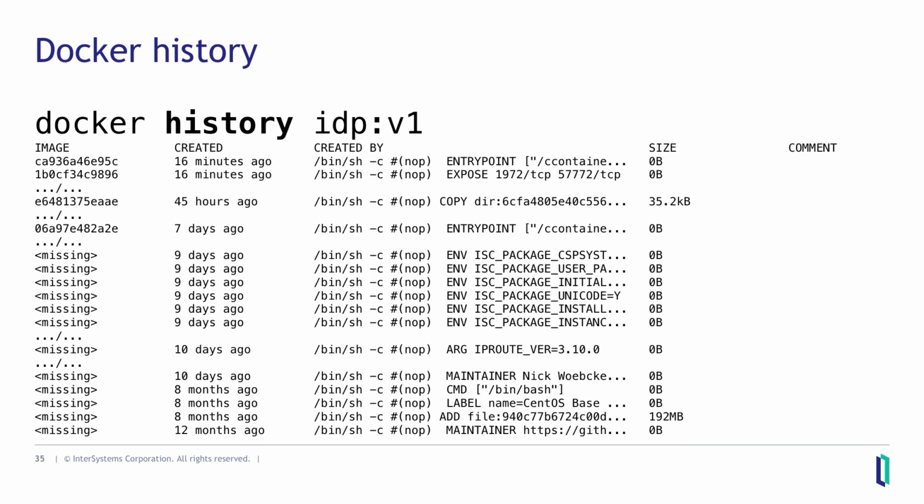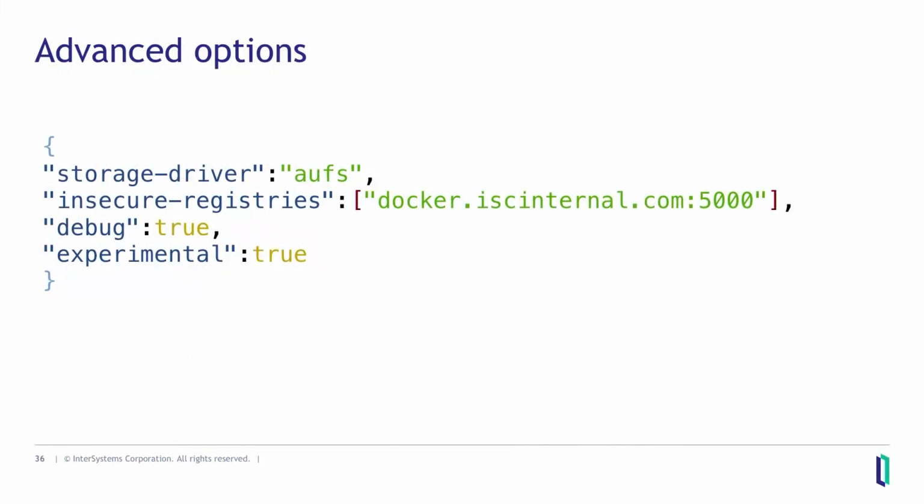Some other options are useful when you want to know what is inside your image in terms of history. You have docker history, and just set your image name. And you can see, for instance, this is the Iris history. And you can see 12 months ago, there was a maintainer on GitHub, etc. You have the total history of the image from where you are starting your Dockerfile. And you have some other advanced options. I talked about AUFS at the beginning, but you have the insecure registry, etc. You have lots of options.